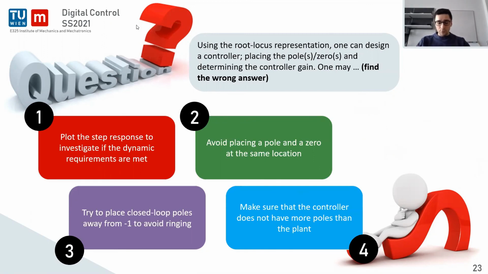So always try to have no pole and zero at the same location. Then the third statement was try to place closed loop poles away from -1 to avoid ringing. We've already discussed it.